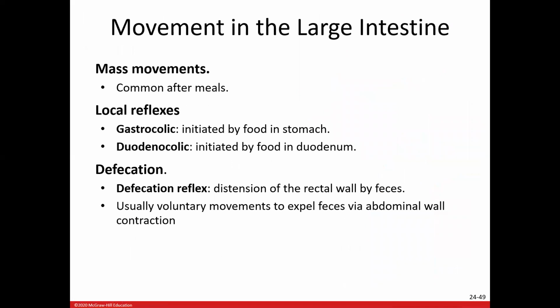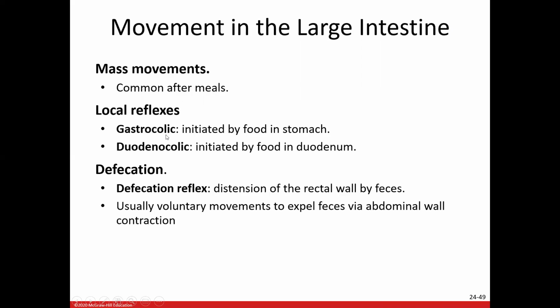So within the large intestine, you have a couple different movements. The first type of movement you have are just called mass movements. These usually happen after meals. So if you eat breakfast, it's pretty common to have a bowel movement after that because of that stimulation you have from the meal. Then you have local reflexes.